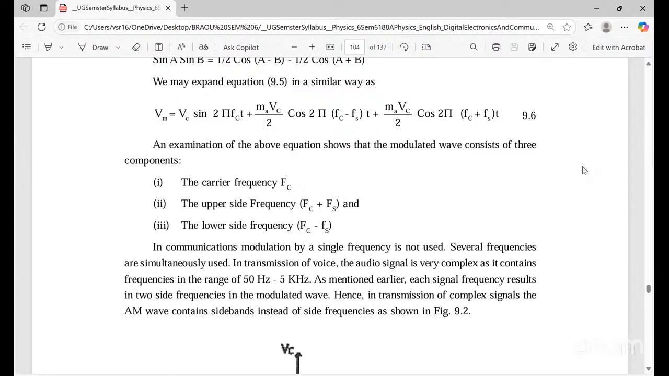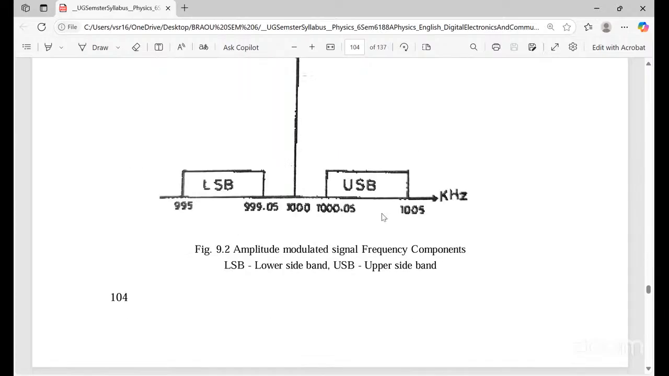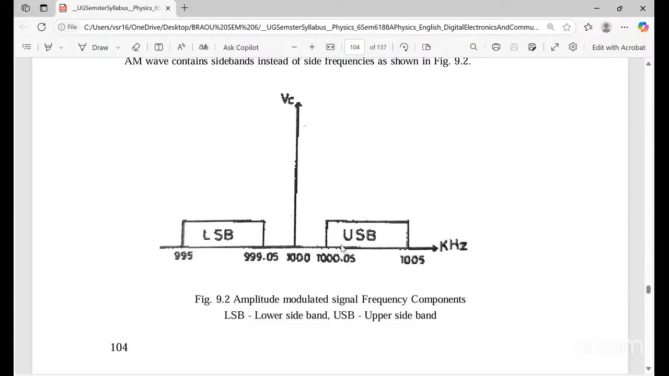I just want to show you the graphical representation of these. You can easily observe the case here. In transmission of a complex signal, amplitude modulation contains side bands instead of side frequencies. This is the upper side band USB and this is the lower side band. Vc is the modulated carrier wave, and above and below it, this is the LSB lower side band, this is the upper side band. You can easily observe that.